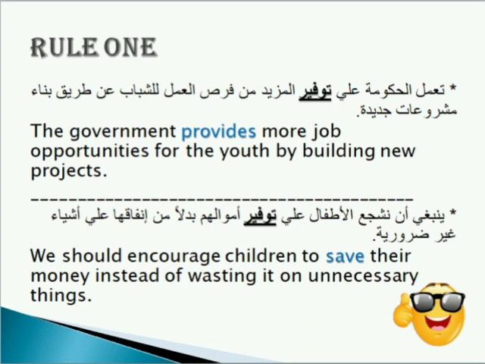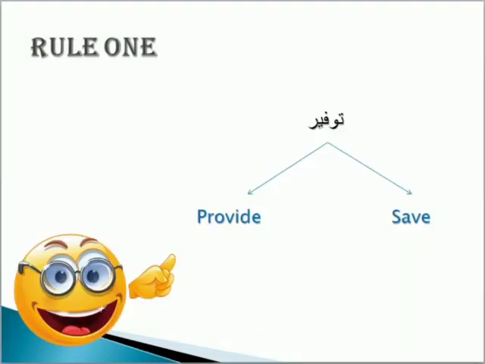ينبغي أن نشجع الأطفال على توفير أموالهم. We should encourage children to save their money بدل من instead of إنفاقها wasting it. It refers to money and money is uncountable, so you have to use it on unnecessary things, means أشياء غير ضرورية. So the word توفير itself in Arabic is the same word, but it has different ways to translate in English according to the sequence of the sentence.